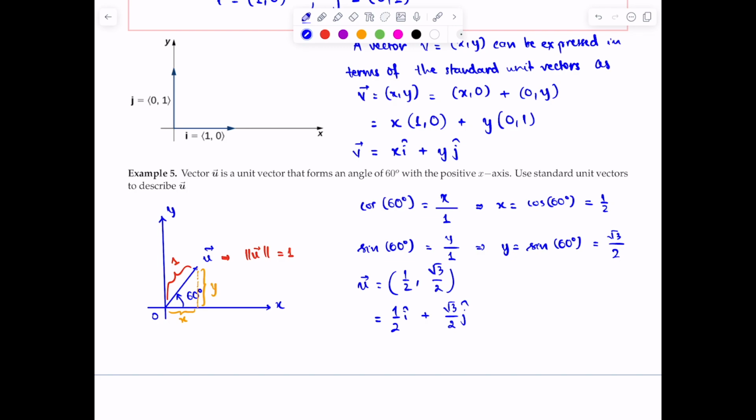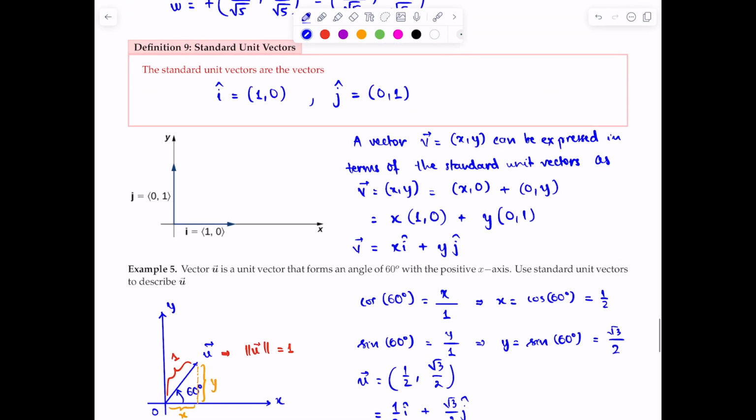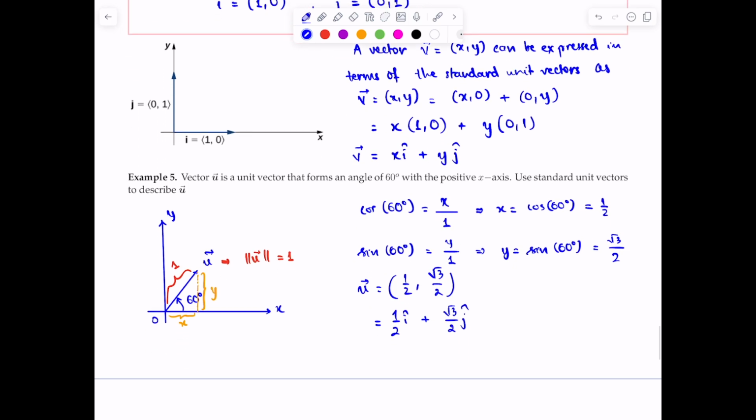So in this case, the notation i hat is for the standard unit vector of the x-axis, and j hat is the standard unit vector of the y-axis. Not only can you write a vector in the component form, but you can also express the vector in terms of standard unit vector forms.